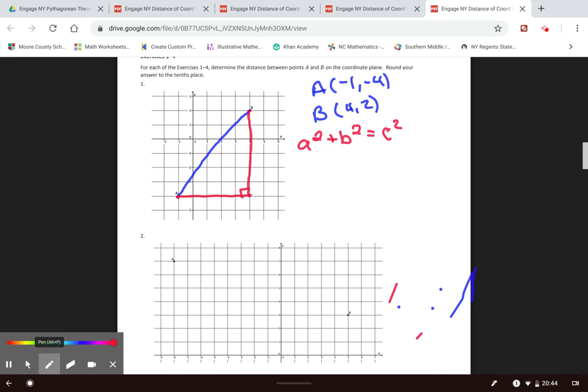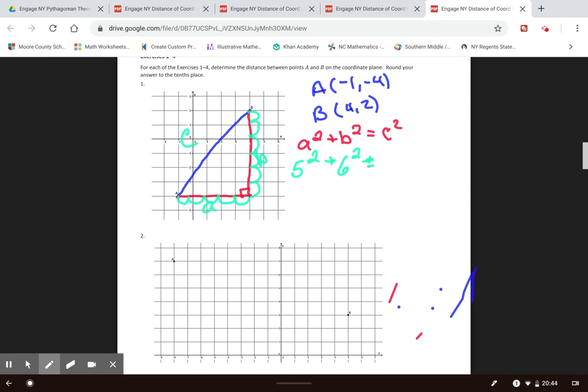So we'll go ahead and label our sides. Here's A, here's B, and here's C, because C is the hypotenuse, and it's always across from the right angle, and that happens to be the side we're looking for. So then, let's count our distance. My horizontal distance A is 1, 2, 3, 4, 5, so that's going to give me 5 squared. And then my vertical distance for B is 1, 2, 3, 4, 5, 6, so that gives you 6 squared.